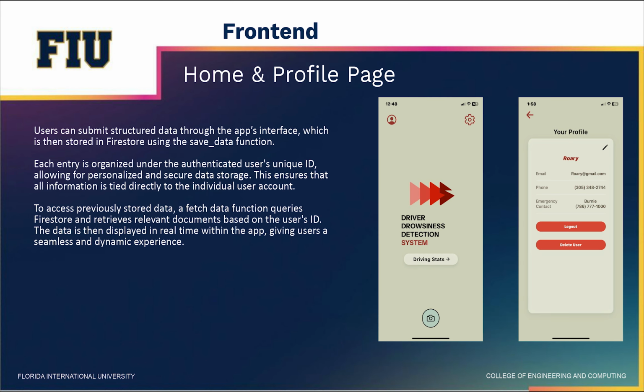Moving on to the home and profile page, users can submit structured data through the app's interface, which is then stored in Firestore using a save data function. Each entry is organized under the authenticated user's unique ID, allowing for personalized and secure data storage. This ensures that all information is tied directly to the individual user account. To access previously stored data, a fetch data function queries Firestore and retrieves relevant documents based on the user's ID. The data is then displayed in real time within the app, giving users a seamless and dynamic experience.